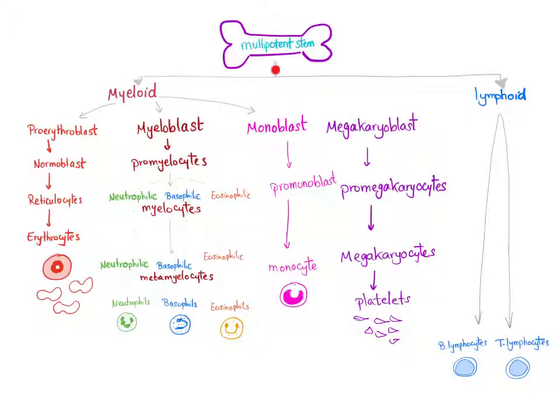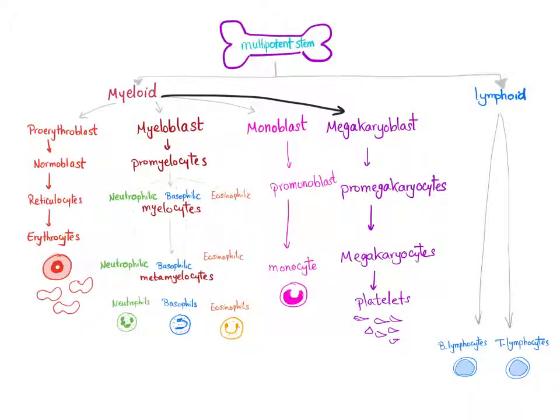Okay, then these multipotent stem cells will produce a myeloid stem cell and lymphoid stem cells. The myeloid will further subdivide into four things: proerythroblast, myeloblast, monoblast, and megakaryocyte. Okay, what about the lymphoid stem cells? They will give B lymphocytes and T lymphocytes, and that's it.